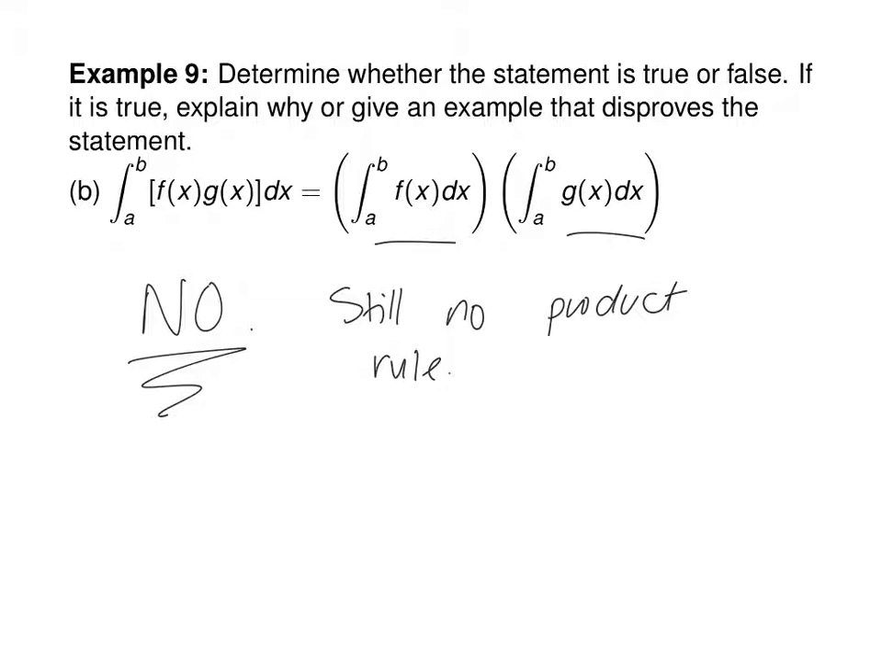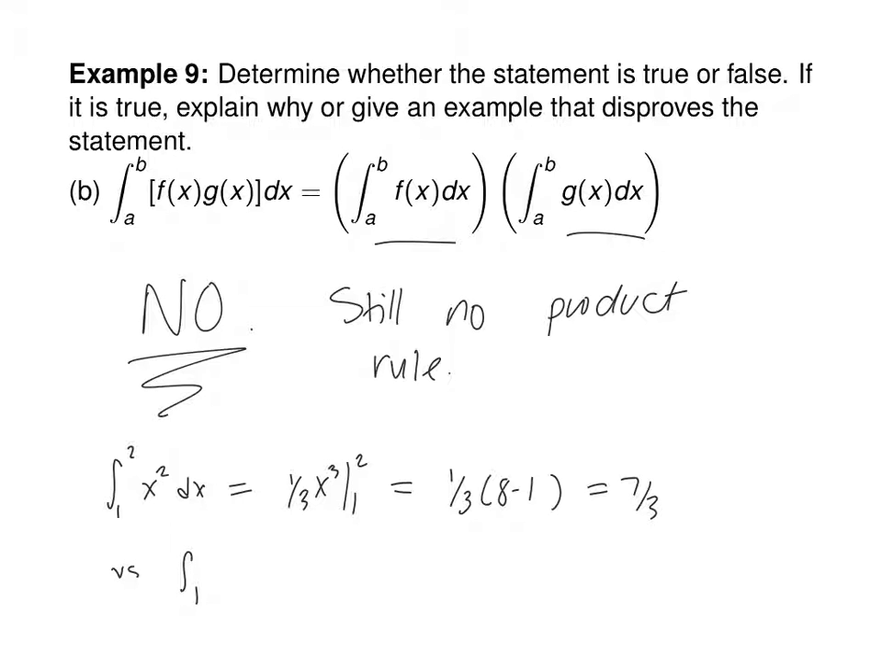You could convince yourself pretty easily by doing the integral from 1 to 2 of x squared. That's going to be 1/3 x cubed, 1 to 2, which is 1/3 times 8 minus 1, or 7/3, versus the integral from 1 to 2 of x times the integral from 1 to 2 of x. It's going to be totally different answers. So that's totally not a rule.